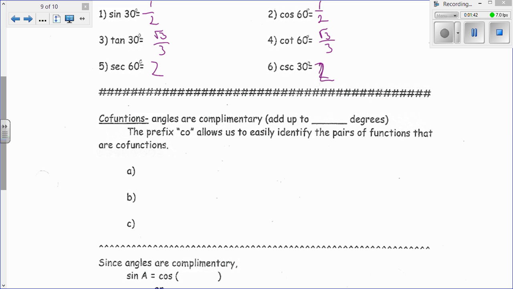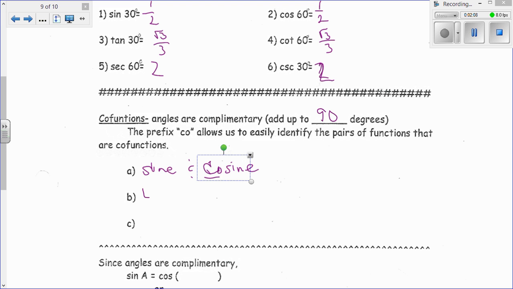Cofunctions are angles that are complementary, which means they add up to 90 degrees. The prefix co allows us to easily identify the pairs of functions that are cofunctions. So for example, we have sine and cosine. If you look at it, it's just the sine with the co in front of it.